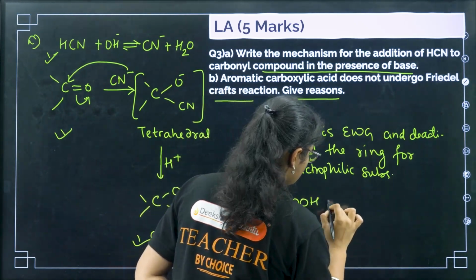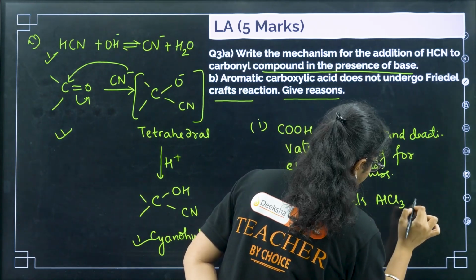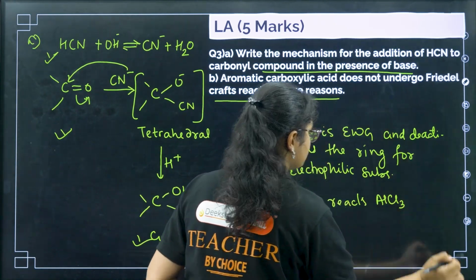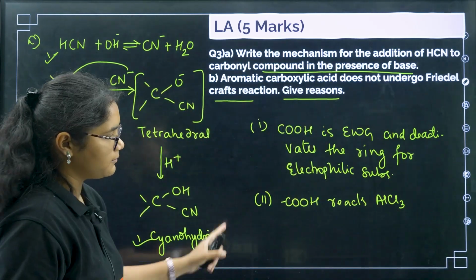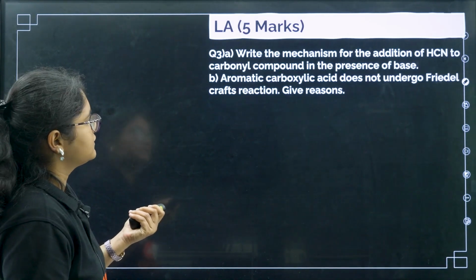Okay, now second thing, COOH group reacts with AlCl3. That is another reason. Okay, so here you write the mechanism, 3 marks, here you write this, 2 marks. Okay, this is the same question.